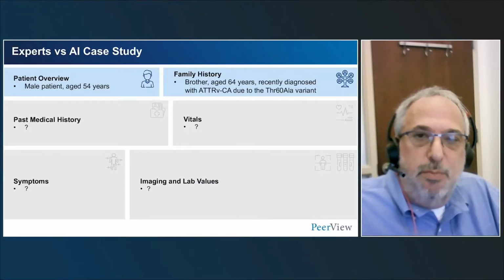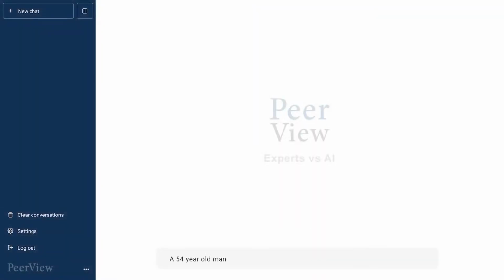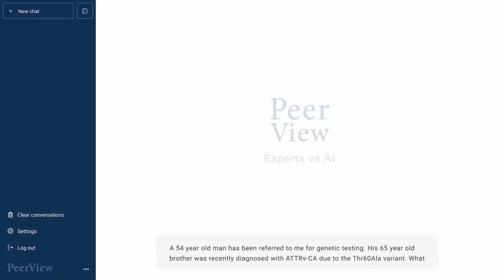So here we're going to put in a patient who is referred to my center in the AI chatbot and see what they think. This is a 54-year-old man who's referred to our center for genetic testing. He has a brother who has a variant cardiac amyloidosis due to the common Irish variant, so-called ALA60 or THR60 ALA, often associated with a mixed phenotype. And we asked the chatbot, what red flags should we look for in my patient's medical history?